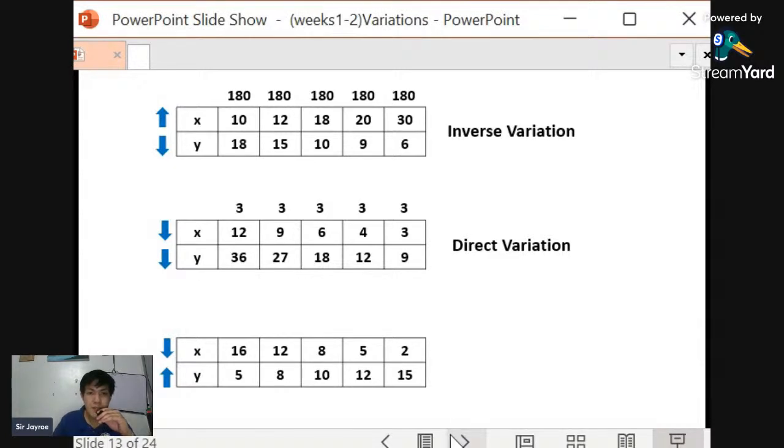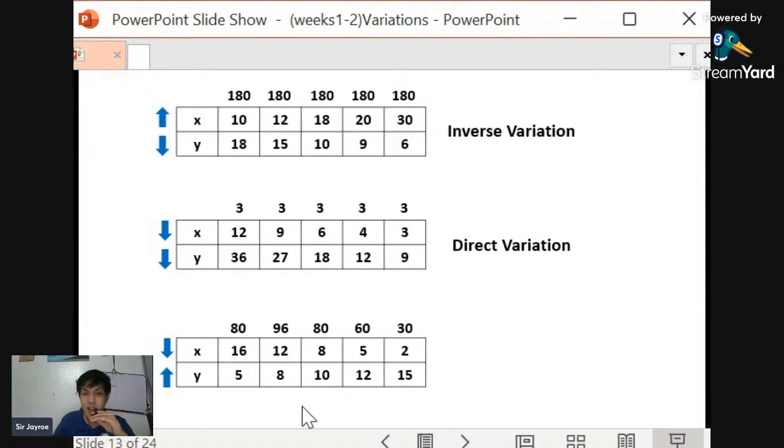So 16 times 5, that is 80. Now, what is 12 times 8? Ayun. Magkaiba na agad, no? 12 times 8 is 96. Let's just continue, no? For the sake of the other values. So the other one is 80. So this is 60 and this is 30.